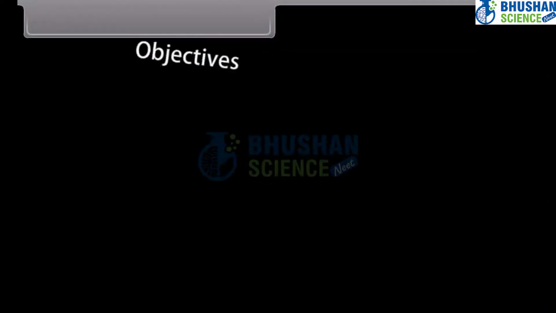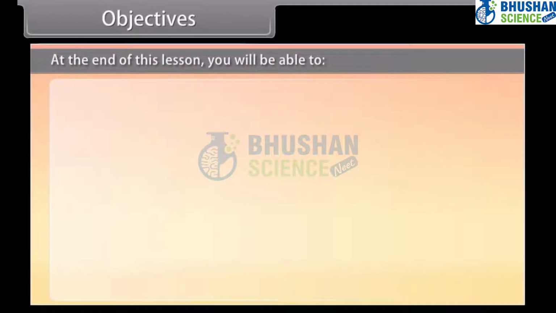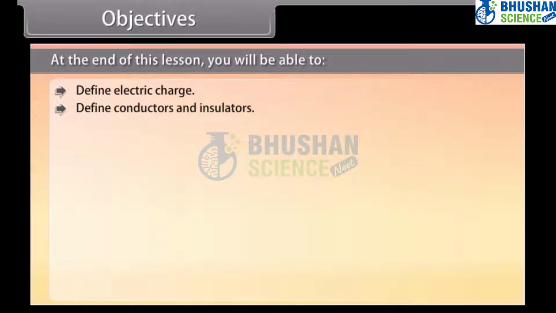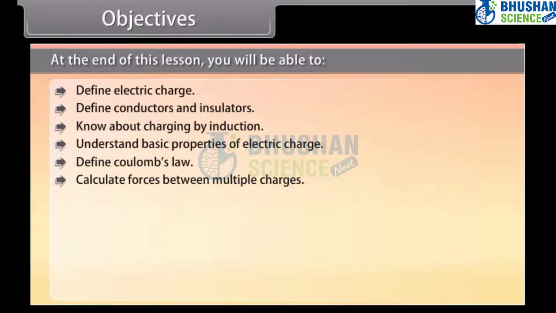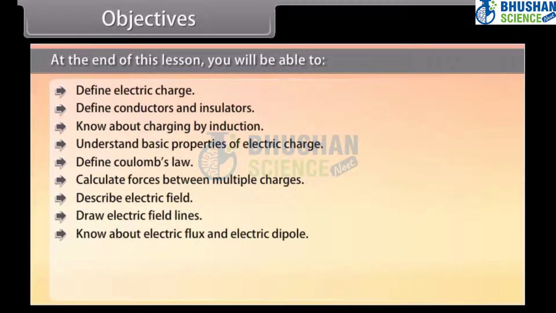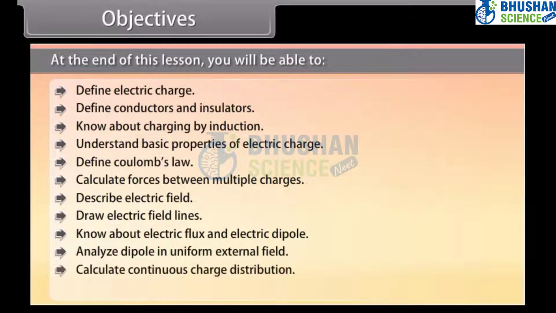Objectives. At the end of this lesson, you'll be able to define electric charge, define conductors and insulators, know about charging by induction, understand basic properties of electric charge, define Coulomb's Law, calculate forces between multiple charges, describe electric field, draw electric field lines, know about electric flux and electric dipole, analyze dipole in uniform external field, calculate continuous charge distribution, define Gauss's Law and its applications.